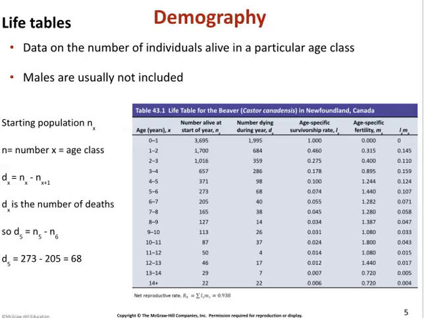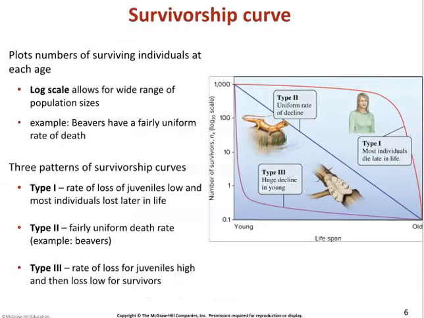And it gives you the D5 answer. So 273 minus 205 is 68. So we would see 68 deaths during that time. One of the things we can plot then is the survivorship of organisms and how that looks.